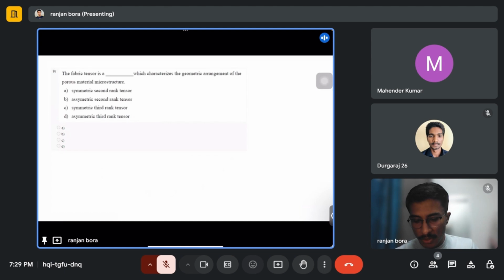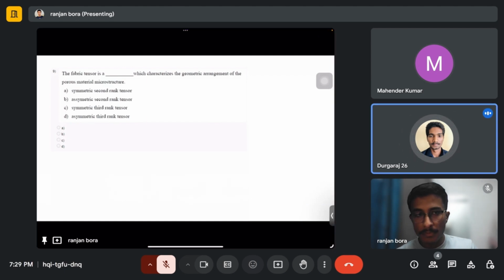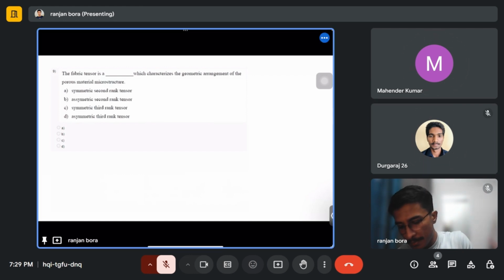The fabric tensor is a dash which characterizes the geometric arrangement of the porous material microstructure. Symmetric second rank tensor. Yes.